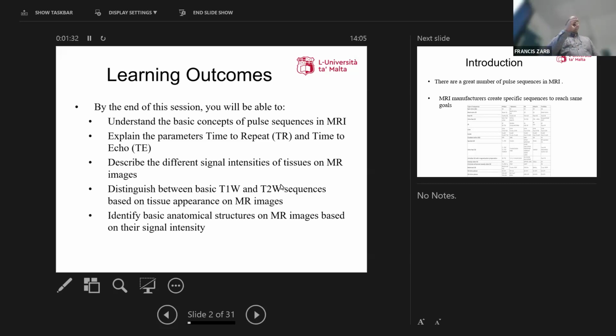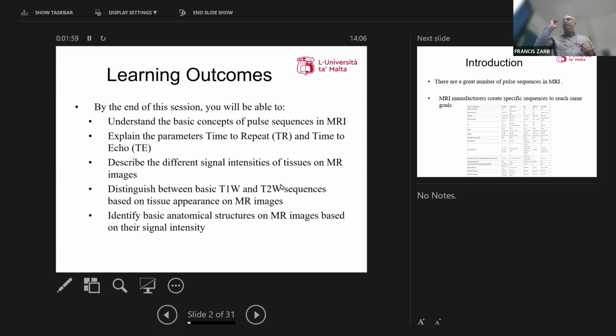Describe the different signal intensities of tissues on MR images. Basically, we will be focusing on the appearance of water and fat, because the body is mainly made up of water and fat, and even pathological processes would appear as either having a water content or a fat content. So that is the basic image interpretation. Doesn't mean that there aren't other interpretations, but we're focusing on the basics so far.